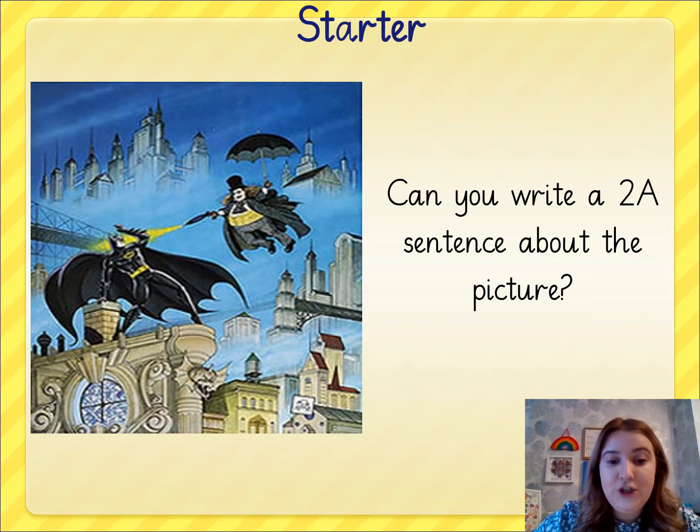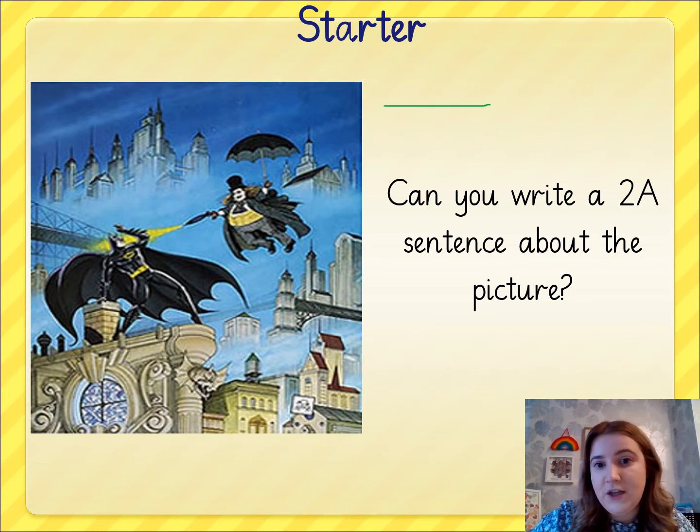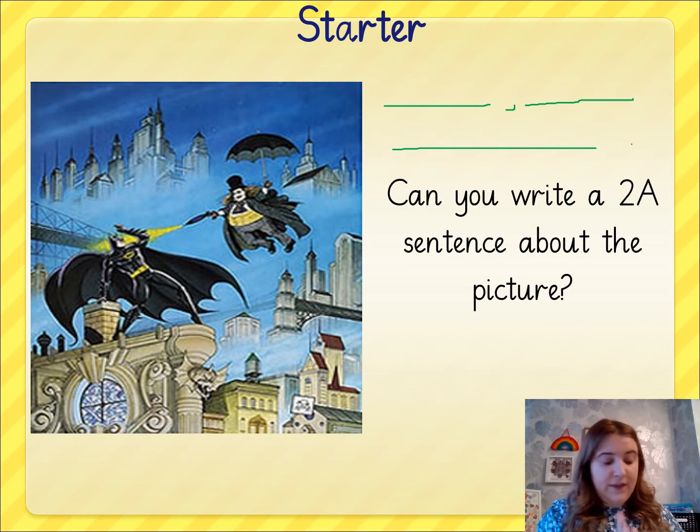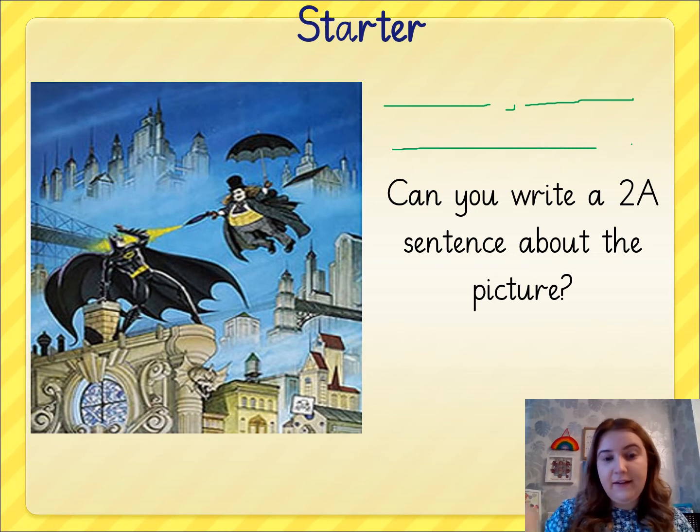Now remember, a 2A sentence is where you use 2 adjectives to describe a thing, 2 adjectives to describe the noun. So you might put the tall, brave Batman is fighting the evil villain. And the 2 adjectives you've used to describe Batman would be tall and brave. So when we're writing a 2A sentence, we think of 2 adjectives to describe the thing, don't we? Tall, brave, Batman. Tall and brave are the 2 adjectives to describe Batman.